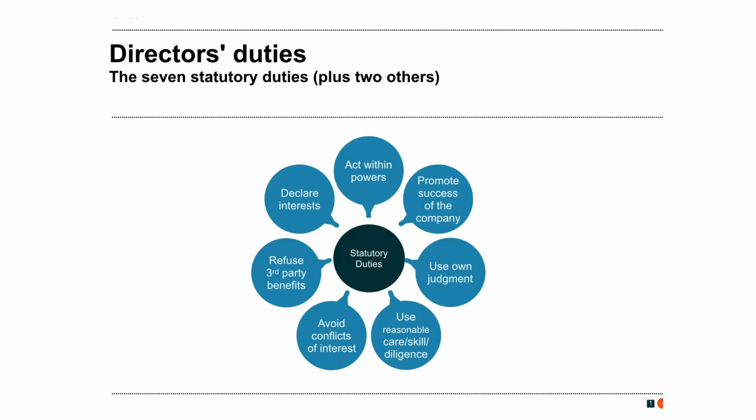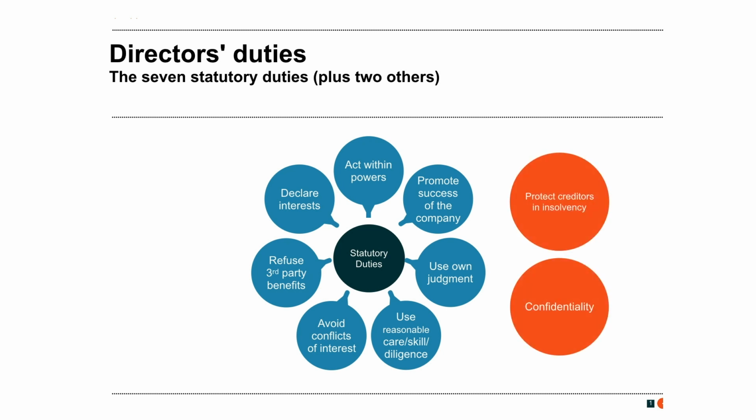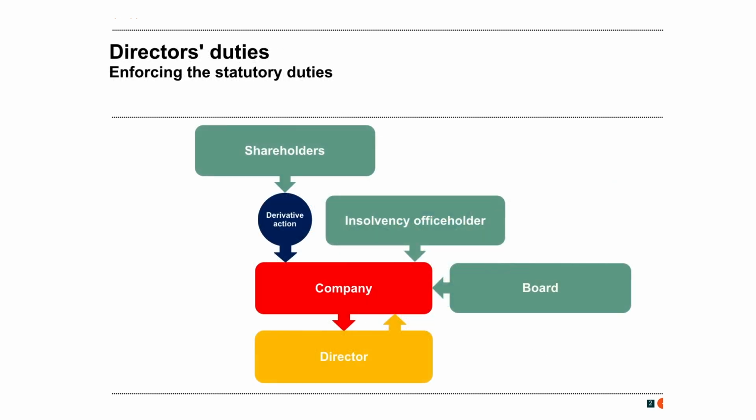The statutory duties are set out in the Companies Act 2006, the principal legislation governing UK companies. There are 7 statutory duties, and we'll look at each of them in turn. These statutory duties are supplemented by a couple of other non-codified duties, which we'll also look at. Here they are on the right. In each case, the duties are owed to the company.